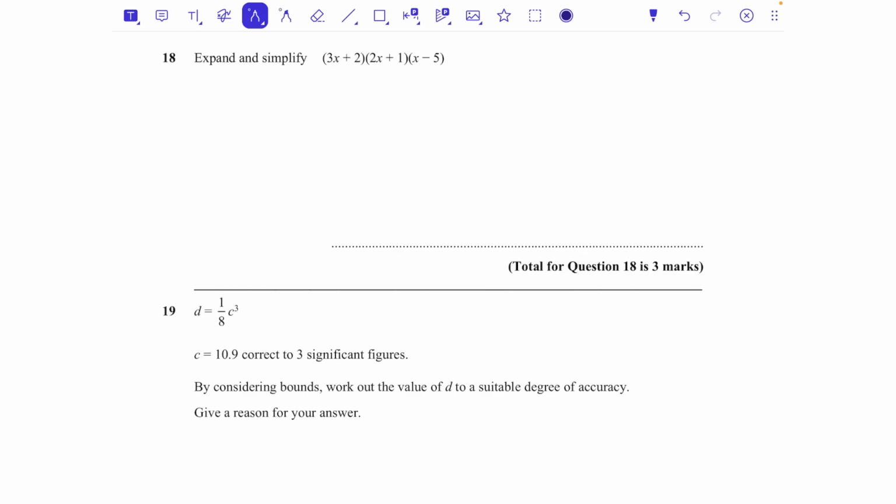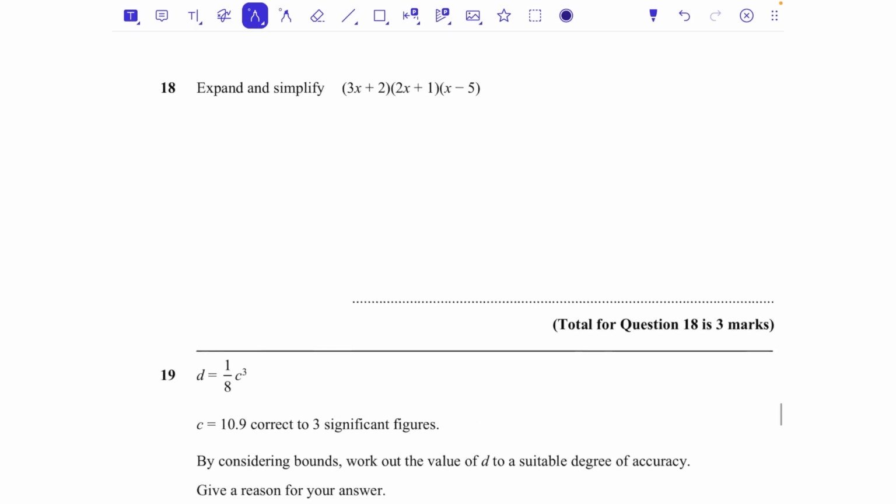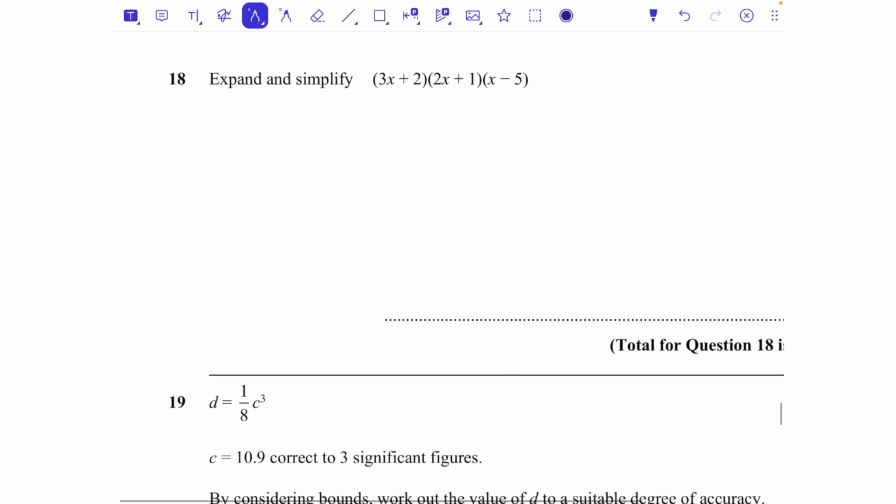Question number 18, and we're expanding 3 brackets here. When you are expanding 3 brackets, you want to multiply 2 of the brackets together, get that answer and then times it by the third bracket. So I'm doing 3x add 2 multiplied by 2x add 1.